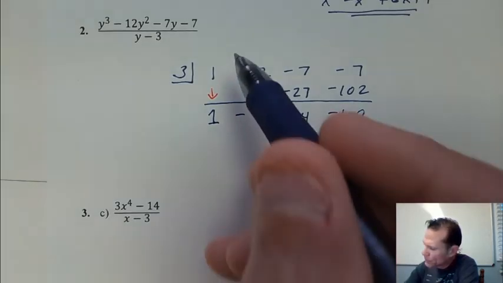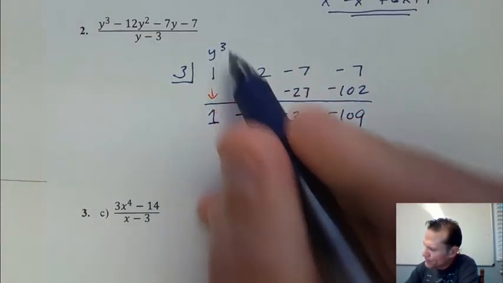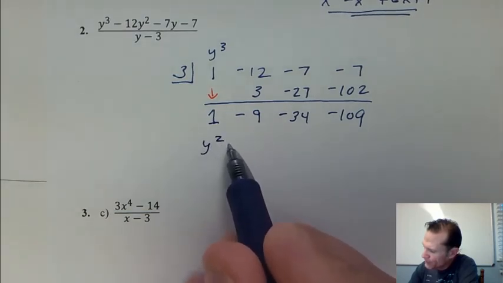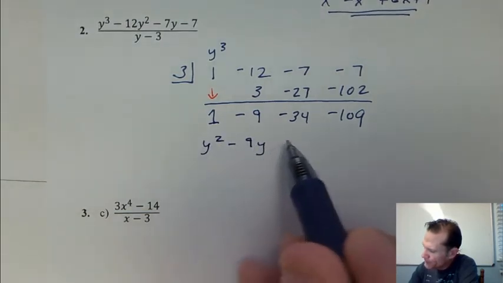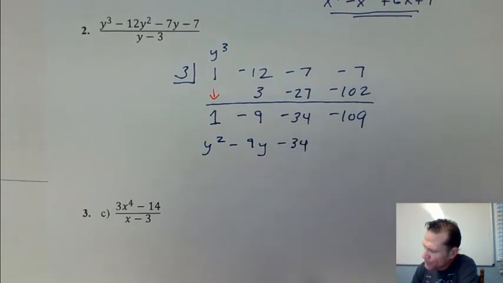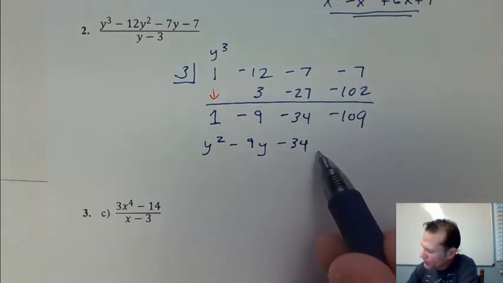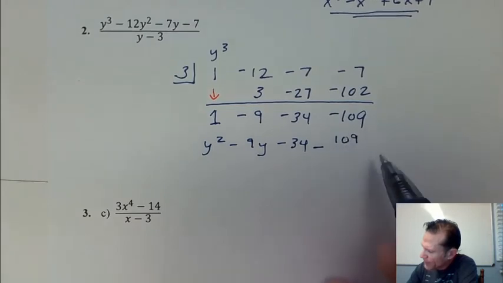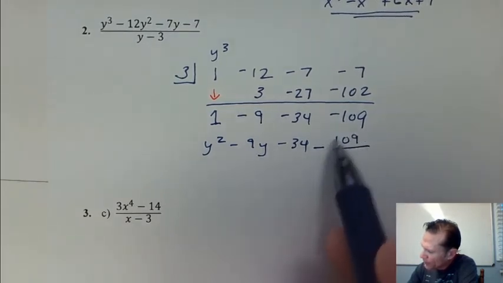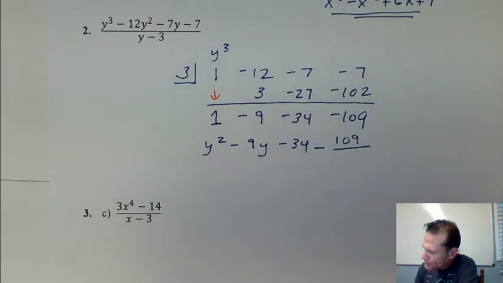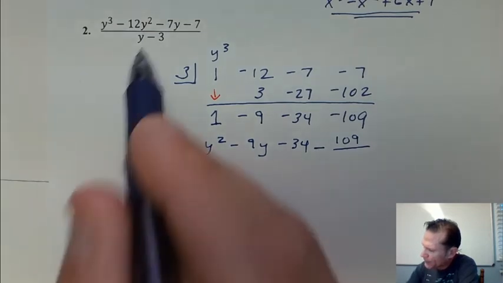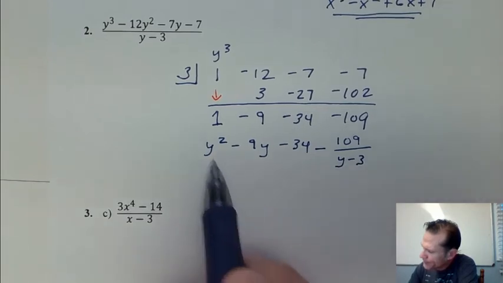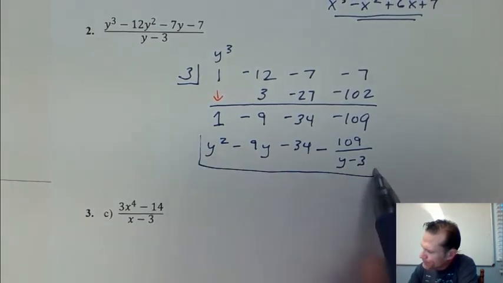And remember, this was y to the third, so we're going to knock this down 1 degree. So we have y squared minus 9y minus 34. And then we have to handle our remainder like we did in section 10.8. We put the 109 and we put our minus sign because of the negative, and then we put it over what we divided by. Okay, so there's our answer.